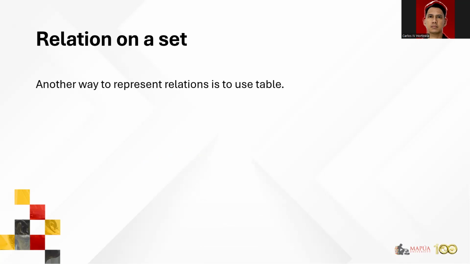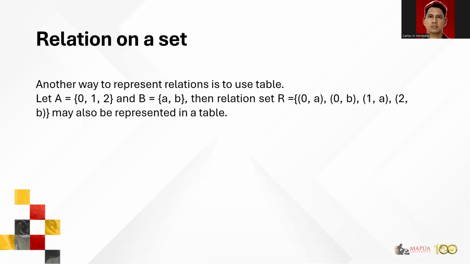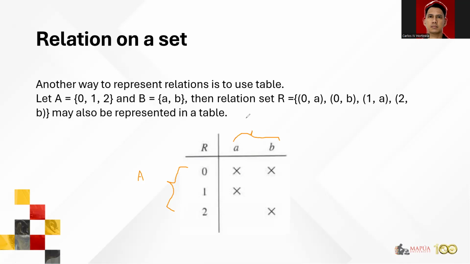Likewise, you could also represent relations using a table. When you tabulate the relation, in this case, from our given relation set, it would appear something like this. So the elements on your rows represent elements from set A, while elements in your columns represent elements from set B.